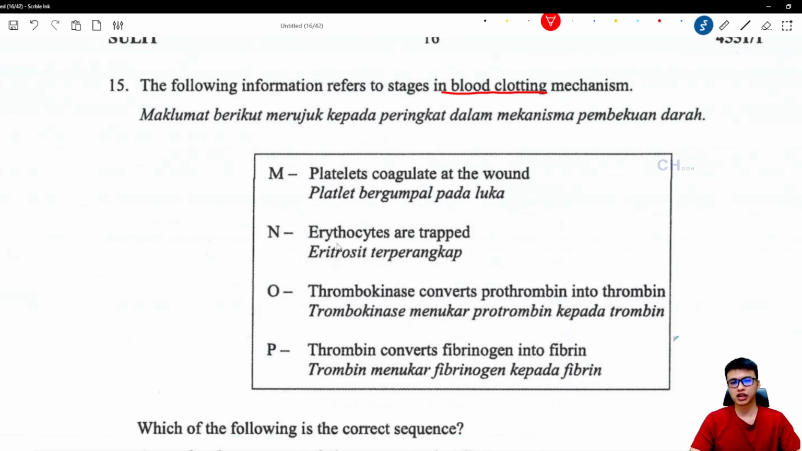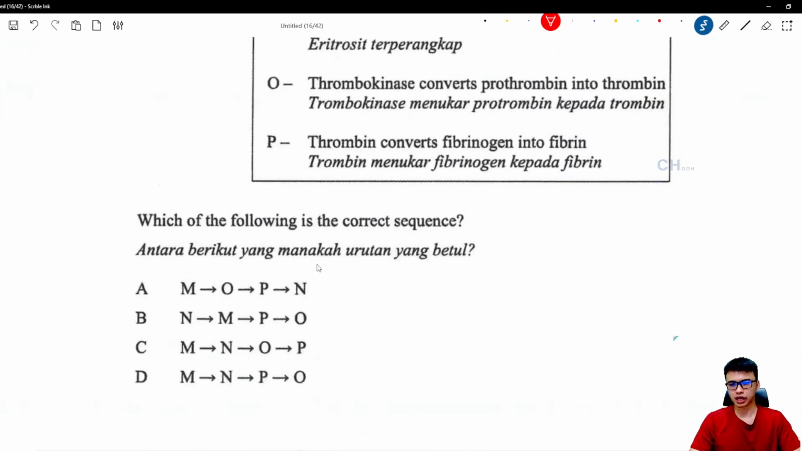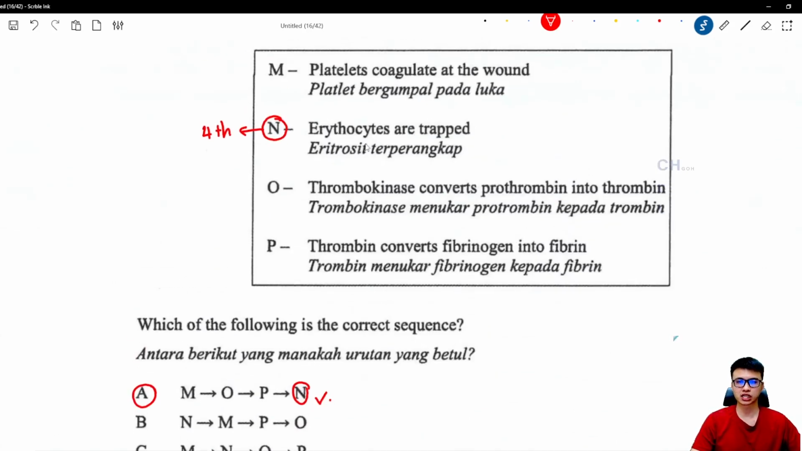Alright, so the erythrocytes are trapped. You want to prevent the blood from flowing out, so you want to trap the erythrocytes. This will be the last step. So we find out which one is the last step. See? Okay, so question 15 will be A. The rest you guys can refer to the textbook and find out the real sequence.